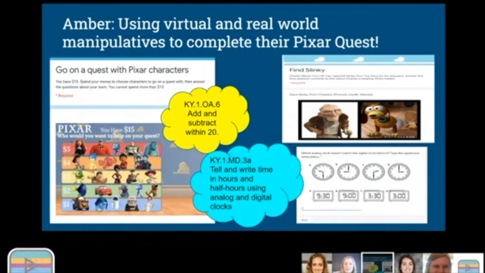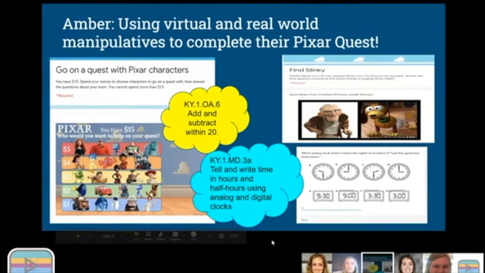So I reached out to Ms. Shoemaker after seeing this on the first grade choice board, and I asked her, what is this quest? What's the next step that your kids are going to do? And at first we weren't real sure where we were going to go next, but she said that if I could come up with something or had an idea, that she was willing to go for it.